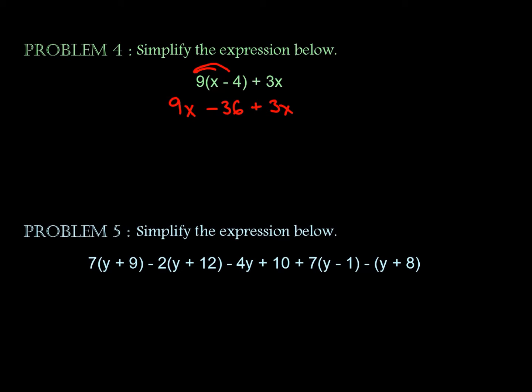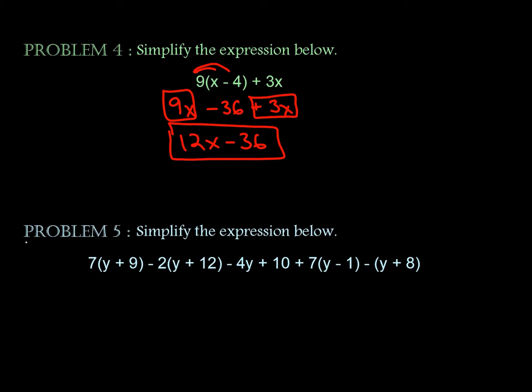Now I just have to do step 2, which is combining the like terms together. The like terms in this expression are 9x and a positive 3x. So that combines to give me 12x, and then left over as my constant is a negative 36. So my simplified expression is 12x minus 36.